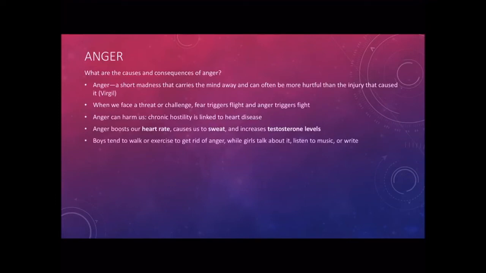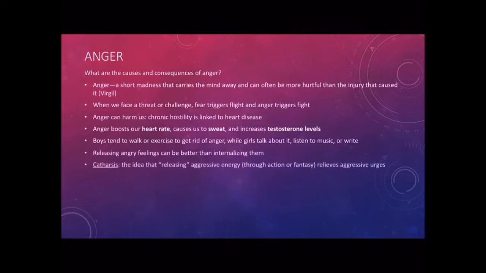Boys tend to walk or exercise to get rid of anger. Girls try to talk about it, listen to music, or write. So we have different ways of coping. But releasing angry feelings can be better than internalizing them, and that's kind of known as this idea of catharsis, the idea that if we release this aggressive energy by punching a punching bag or something like that, then that'll relieve our aggressive urges and we'll feel better.